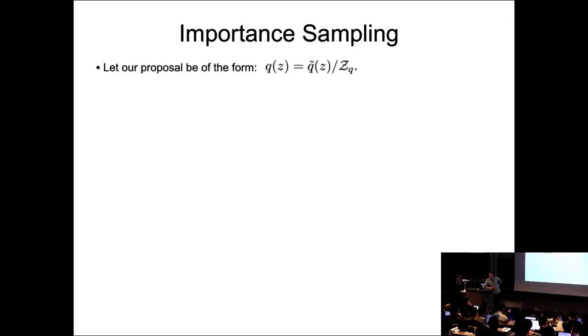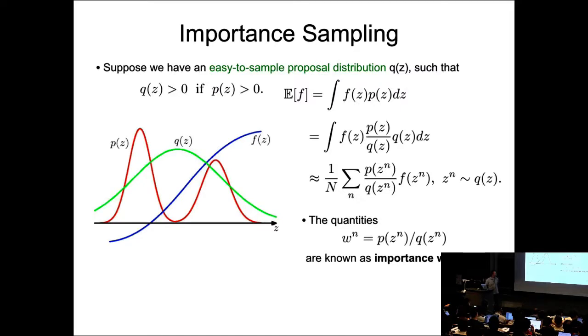So let the proposal be of the form Q equals Q tilde divided by Z. Z here is going to be our normalizer, and Q tilde is going to be the unnormalized probability. For many distributions, you can actually compute the unnormalized probability. But in many cases, it's very hard to estimate the so-called partition function, or the normalizing constant. Imagine this complicated distribution. It's easy to evaluate its unnormalized probability, but computing the normalization constant so that the distribution sums to 1 or integrates to 1 is actually difficult.